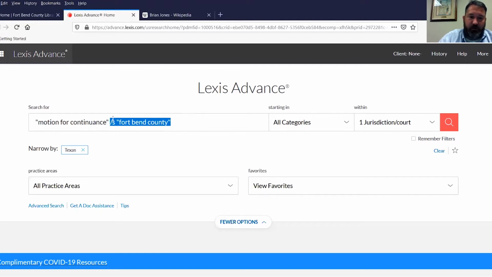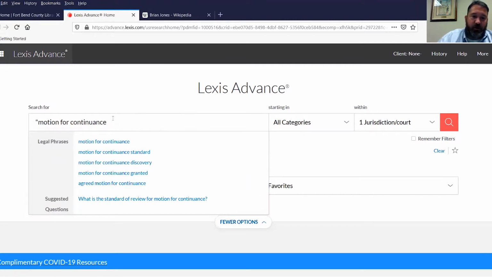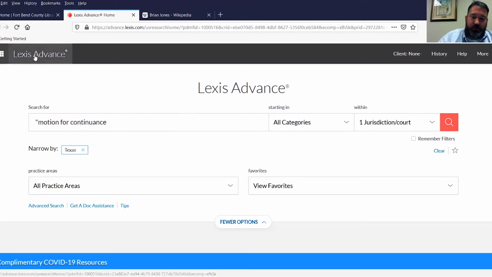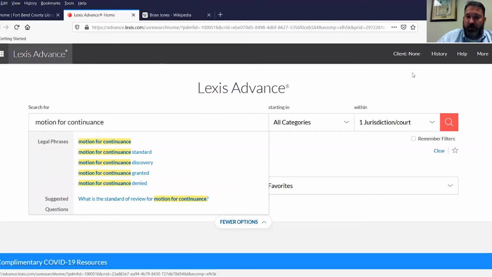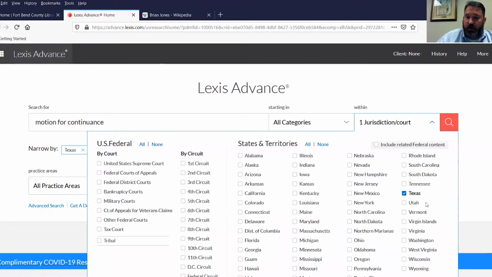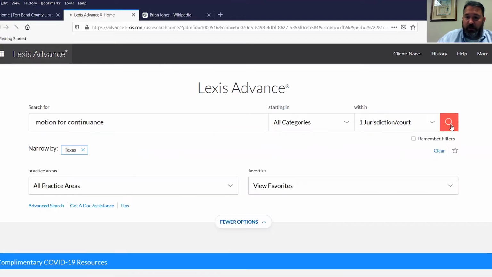I'm just going to go back to my basic natural language search term, motion for continuance, and I've chosen a court. You can choose, I chose Texas, of course. I can choose federal stuff. I can choose as many of these as I want. Obviously, I'm more interested in things in relationship to Texas. That's mostly what we do here. But you can look in the federal system. You can look in every state. You can look in one particular state. So I'm going to choose Texas. I've chosen it, and I'm going to hit the search button over here on the right.